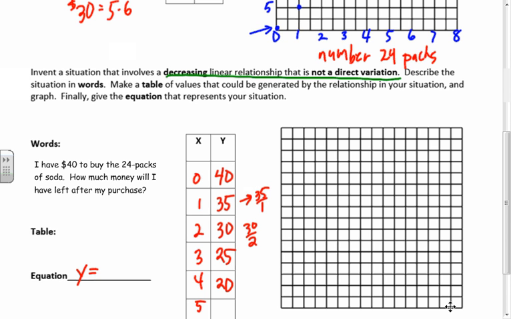The equation for this would be my y, which stands for how much money I have left, is equal to, since I'm going down by $5 every time, I can still count the total I'm spending by multiplying 5 times the number of 24 packs I buy, but I'm going to put a negative in there because it's a negative on how much money I have. And 40 is how much I started with, so that equation looks like that. Notice there's something added on here. When that happens, it's not a direct variation.